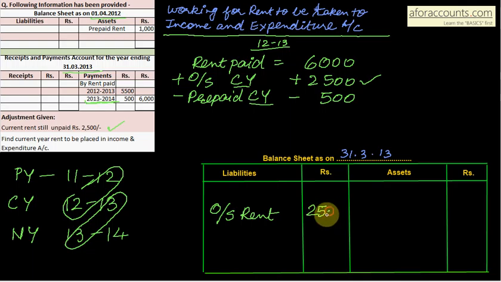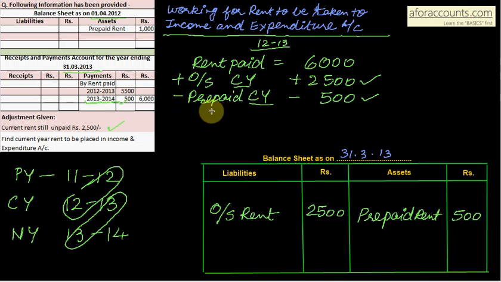So in the current year balance sheet, 2500, and prepaid for the current year is my asset because I have paid it in advance. So prepaid rent is my asset. 500 will come here. Only the current year outstanding and current year prepaid will come in the current year balance sheet. When we do the adjustments of last year, they have been done in last year's balance sheet, so they will not be shown here. So let's proceed. 500 I have taken. Add outstanding current year, less prepaid current year.